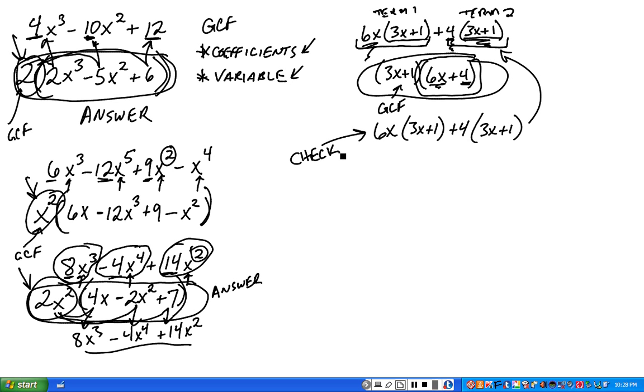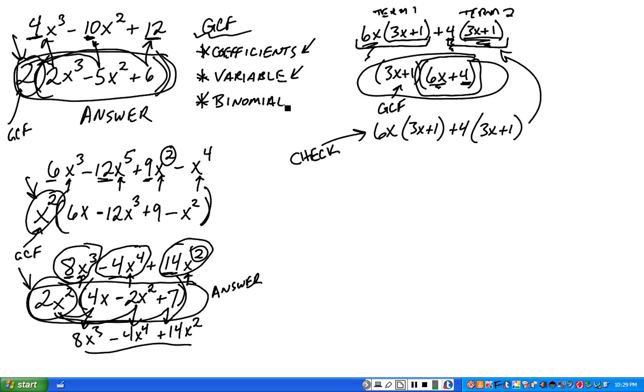Alright, so this would be considering that our GCF, instead of a coefficient or a variable, is actually a binomial. Okay. Alright, our GCF is a binomial. Alright. So that pretty much takes care of what we want to talk about with GCFs in general.